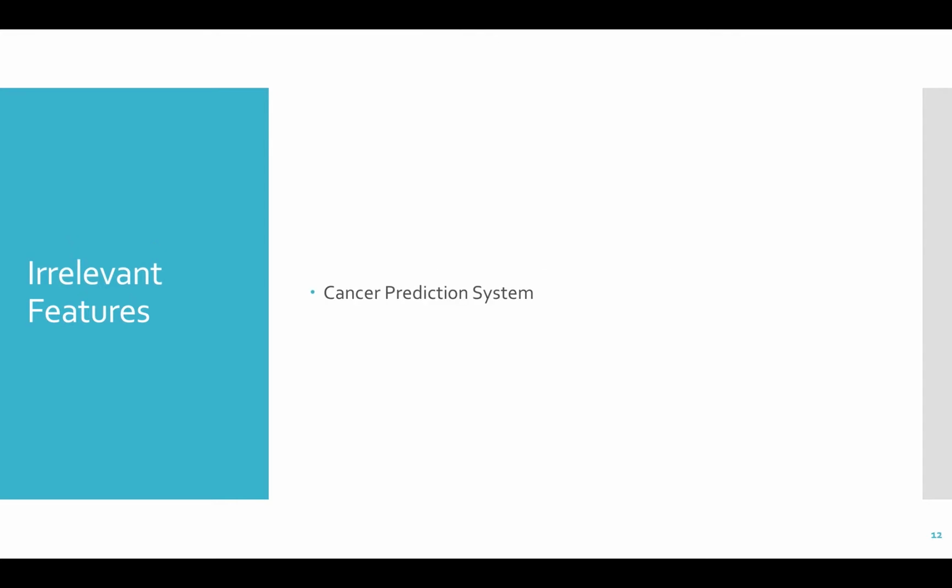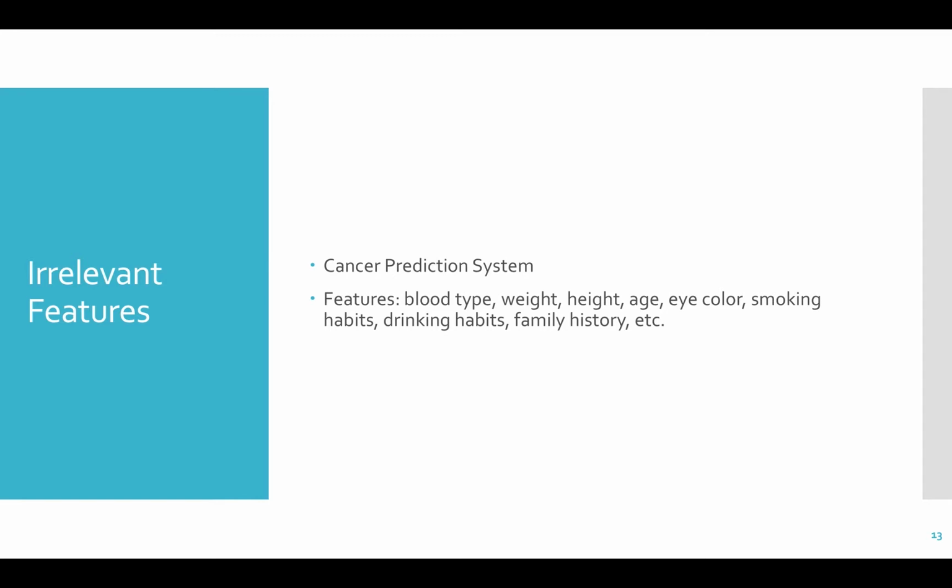If we're trying to use machine learning to predict if you will get cancer, we have a feature for your hair color and maybe a couple of other things like blood type, weight, height, age, eye color, smoking habits, drinking habits, family history, etc. Eye color here makes no sense at all. This is an irrelevant feature. All these other features likely have something to do with the task, but eye color does not.